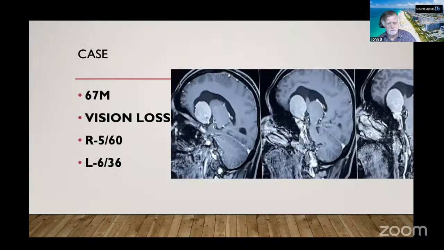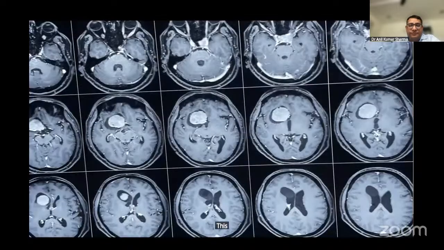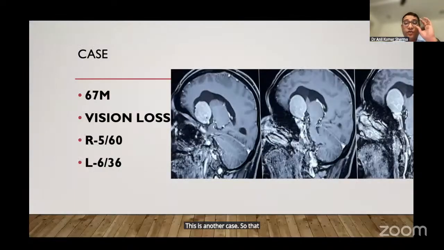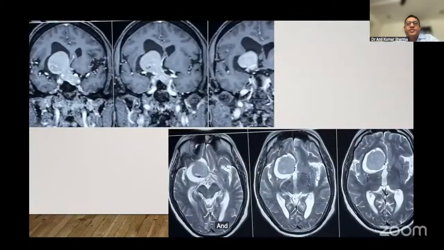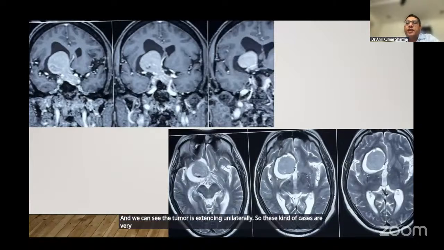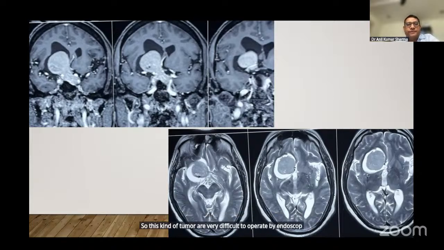This is another case, so that we need to know that one size does not fit all. This is just to show the complete spectrum. This one is a 67-year-old gentleman who presented with vision loss, right eye 5 by 60, left eye 6 by 36. And we can see the tumor is extending unilaterally. So these kinds of cases are very difficult to operate by endoscopic approach because our visualization, that line of axis, will not be in that single plane. So these kinds of tumors are very difficult to operate by endoscopic approach. You can see how there is significant unilateral extension.